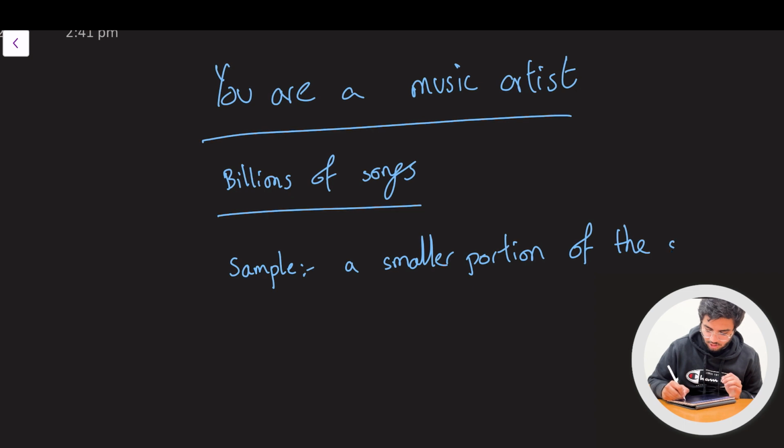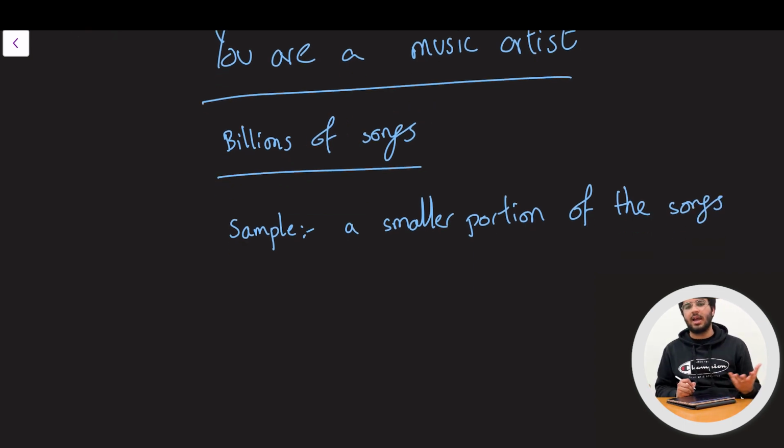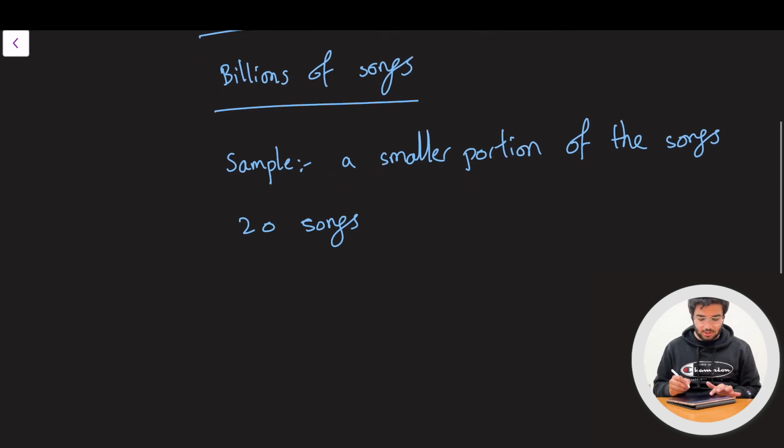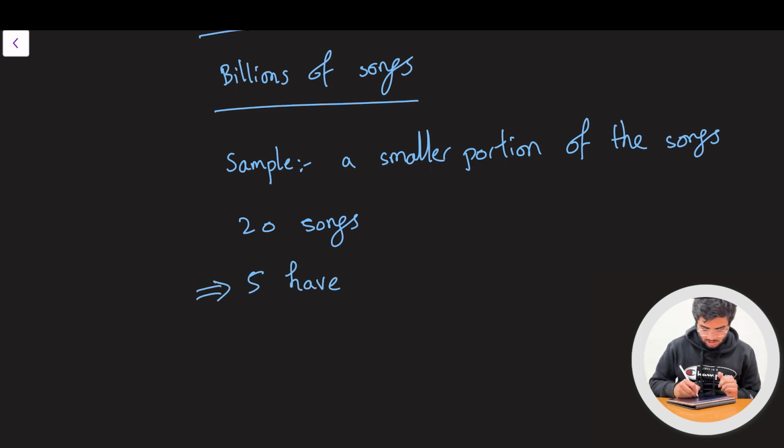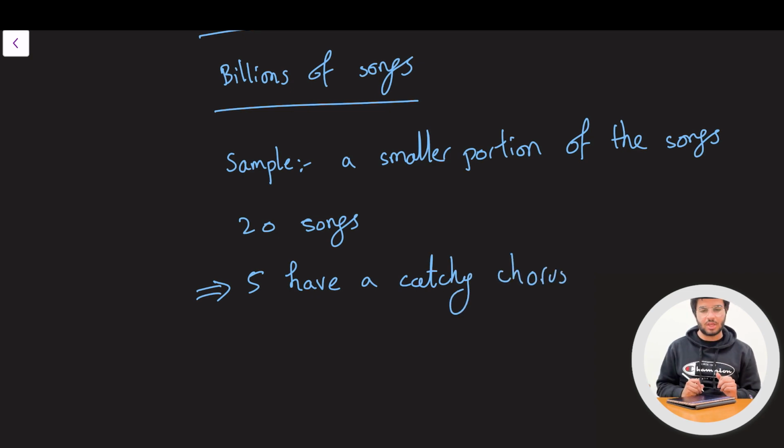We take a sample, which is a smaller portion of the songs. Let's say our sample is 20. So we take 20 songs and we analyze them. Much easier, much smaller, and maybe it tells us something about the entire list of songs. So 20 songs, and we find that 5 of them have a catchy chorus, which means that 5 out of 20 songs have a catchy chorus, which is about 25%.